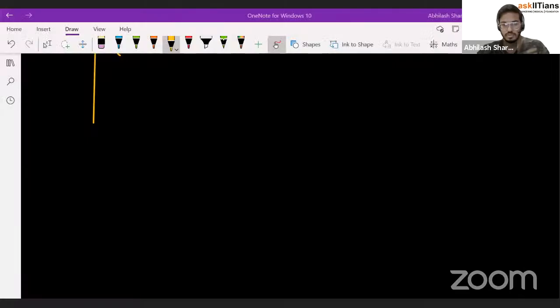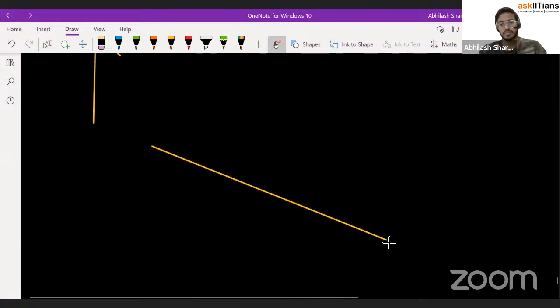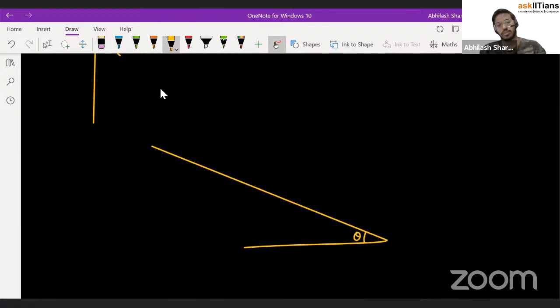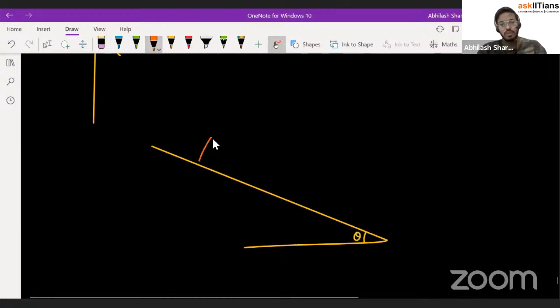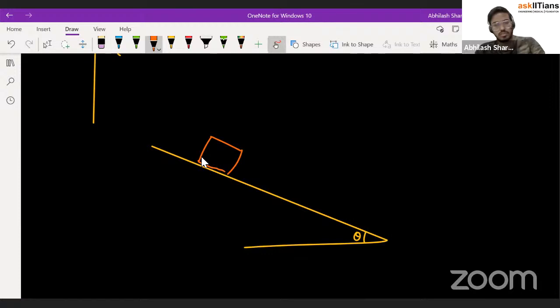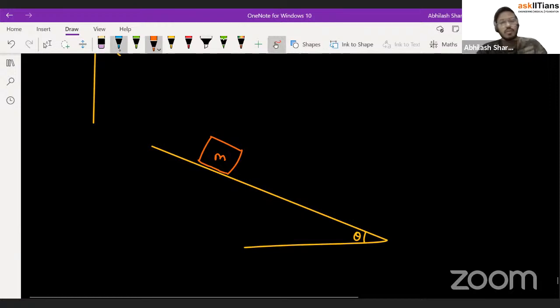Let me show that now with some calculations. So what we have is any object on an inclined plane of this sort, tilted, let's say making theta angle with the horizontal. Here is our block, a block of mass m. What all forces will be acting?